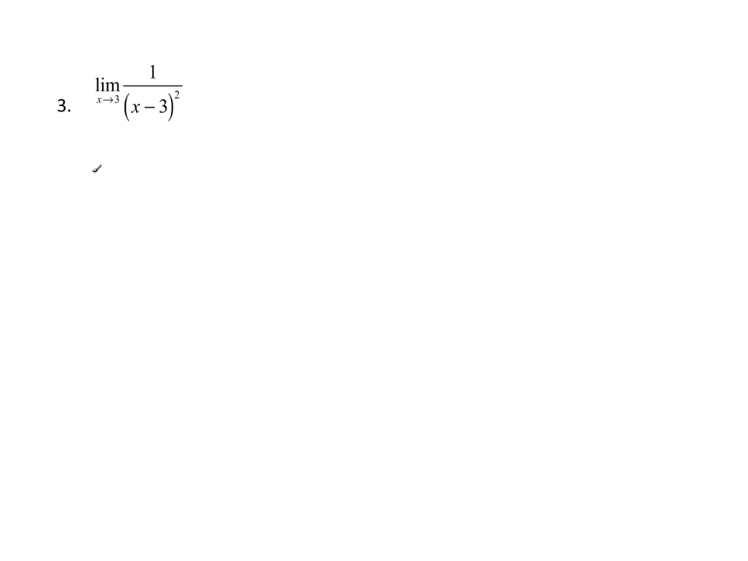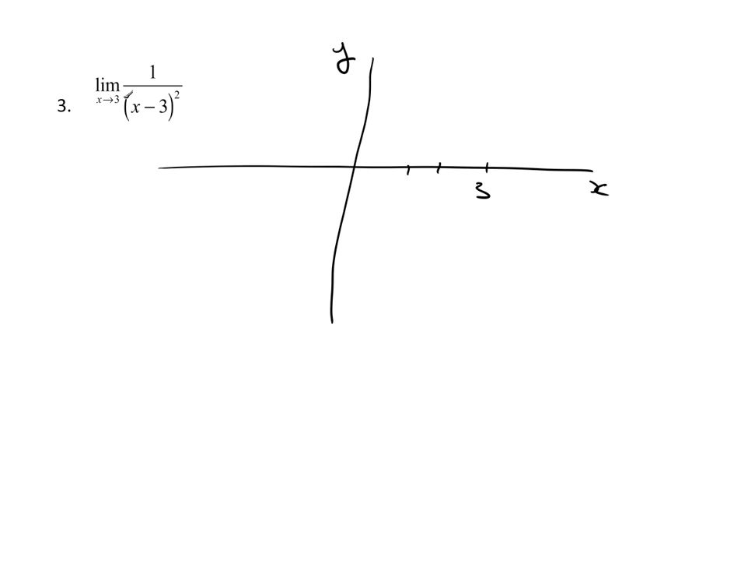Okay, now what about this function? As x approaches 3, I have 1 over x minus 3 squared. Let me give a little graph here. 1, 2, 3. As x approaches 3, remember this notation here means both from the left and from the right. So let's approach from the left first. As x approaches 3 from the left, x is smaller than 3, but it's getting really, really close to 3. So as x gets really close to 3, x minus 3 goes to 0, but negative. But it's squared, so it becomes positive.